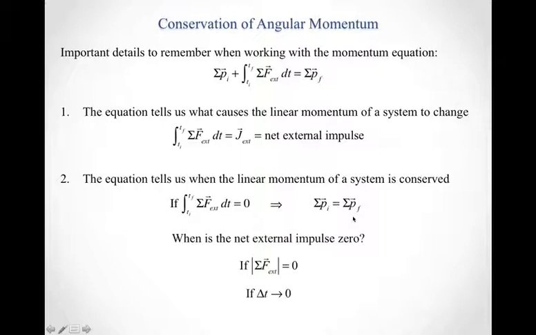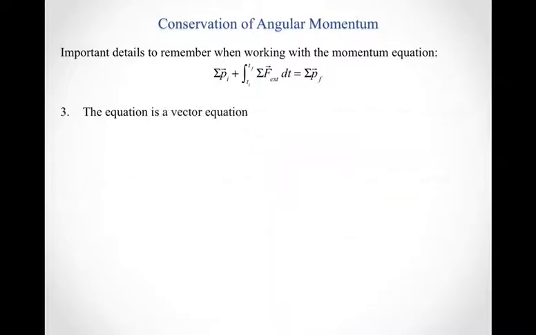So when is it that this external impulse is going to be zero? Well, there are two conditions. The first is if the net external force is zero. The second is if you consider really brief periods of time. Even in situations where you might have a net external force, if the time over which you let that force act is really, really small, in almost any of those cases, you can still treat the net external impulse as if it's zero. The third thing is that this is a vector equation.